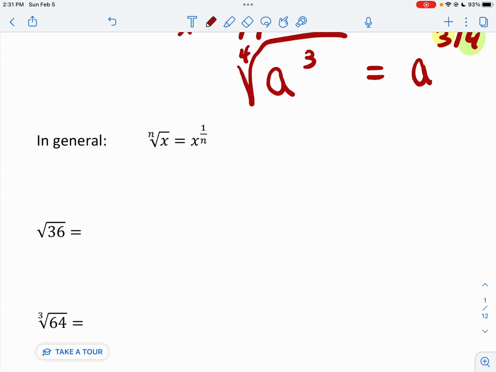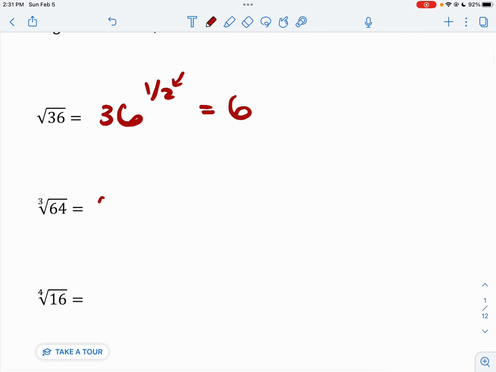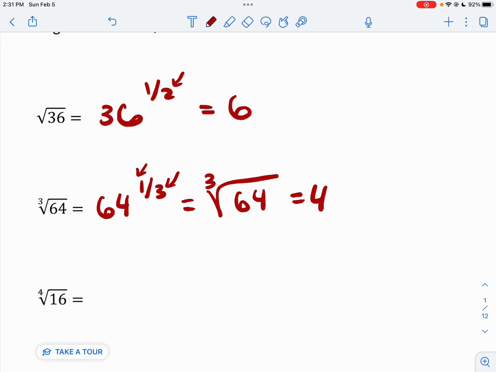So if I wanted to rewrite these in fractional exponents or rational exponents, this is saying that I'm taking the square root. That is the same thing as saying I'm going to raise 36 to the 1/2, because again, the denominator of your fractional exponent is the type of root you're taking. So 36 to the 1/2 is equal to 6. If you are taking a cube root, that is the same thing as raising 64 to the power of 1/3. Again, this is the type of root I'm taking. This is the exponent I'm raising it to, which is just 1. So this is the same thing as the third root of 64, which we know is 4.